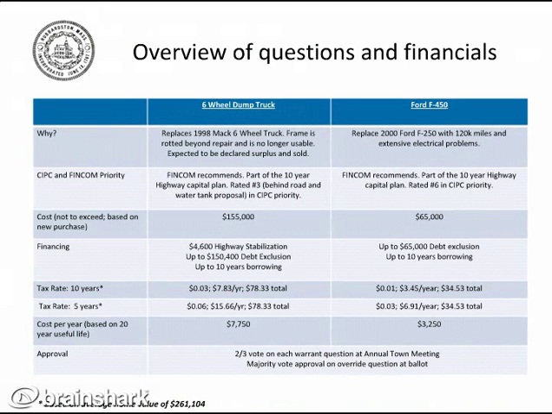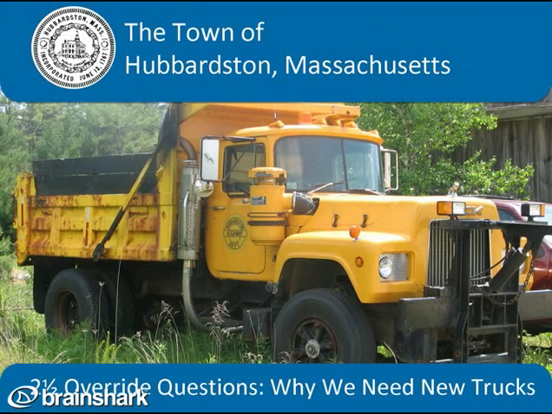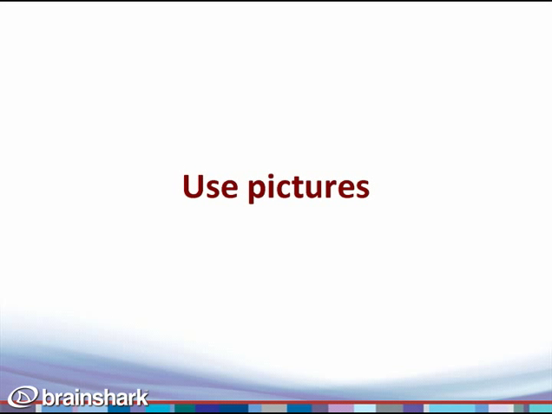The primary goal of this presentation was to persuade voters to approve the purchase of the 2 trucks. So let's create a title slide that outlines that goal and the reasoning behind it. We'll focus on the 6-wheel dump truck and create the new title slide. Now, in this new title slide, we've included a picture of the truck the town wanted to replace. It's easy to see how rusty and unused the truck is. The title of the show, 2.5 Override Questions, Why We Need New Trucks, is the main message of the presentation. Since this was the title slide, it was displayed as the audience filled the room, giving them time to absorb the information.